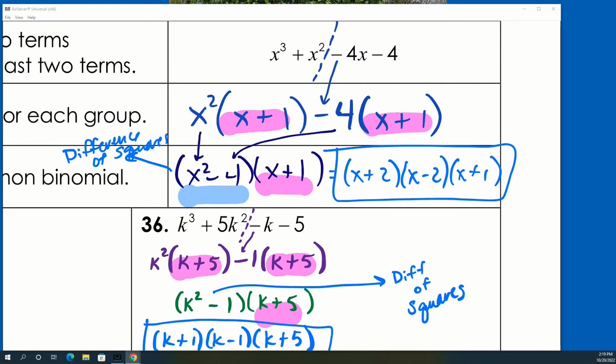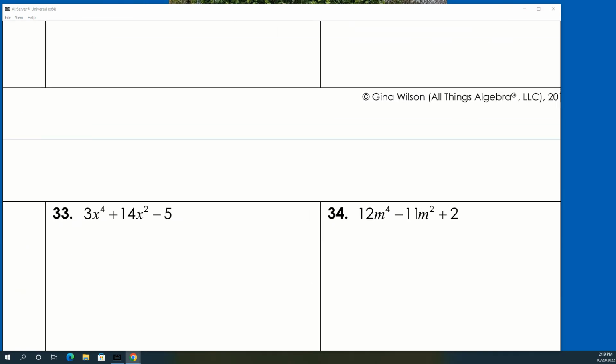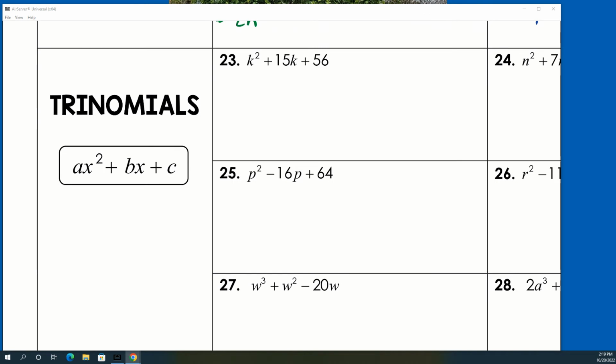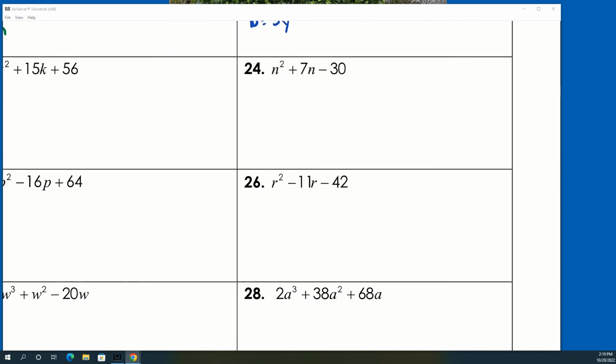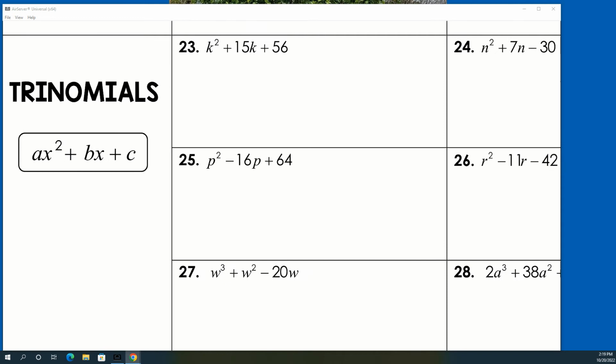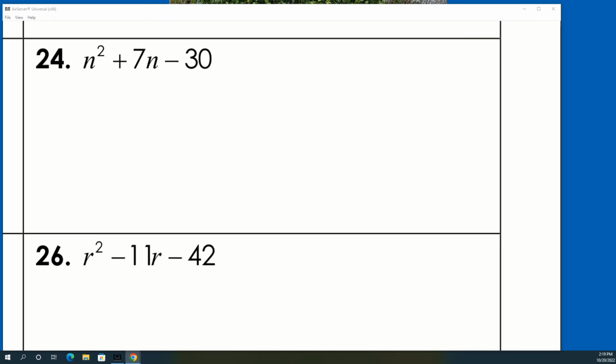So we're going to go back and talk about trinomials. Now we learned about factoring trinomials last unit. Some of you were really, really good at it. Some of you struggled with it. It is a hard concept to understand. So we're going to go back and try it again. There are going to be some new things in there that we didn't have the first time. But the first one we're going to do is exactly like what we had the first time. So go to where it says trinomials. Flip it over. All right, and then we're going to start with number 24.